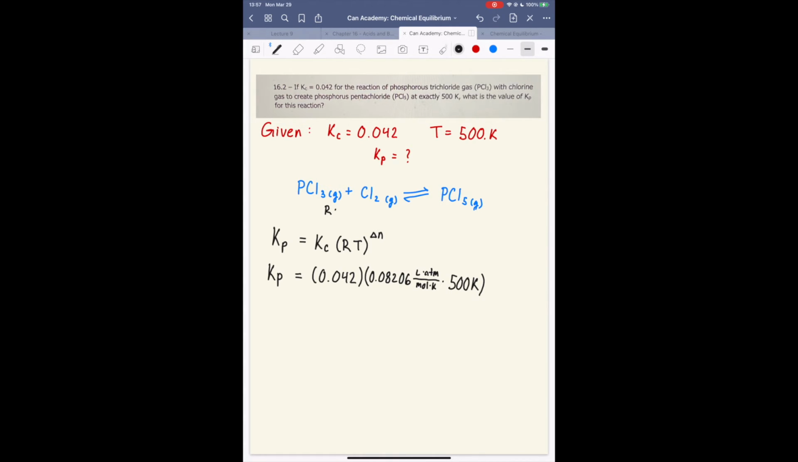Lastly, we are going to calculate delta N. On the reactant side, we have 2 moles, 1 mole of phosphorus trichloride and 1 mole of chlorine gas. And then on the product side, we have 1 mole, which is just the 1 mole of phosphorus pentachloride. And so when we do the number of moles of the products, which is 1, minus the number of moles of the reactants, 2, delta N is going to be equal to -1.